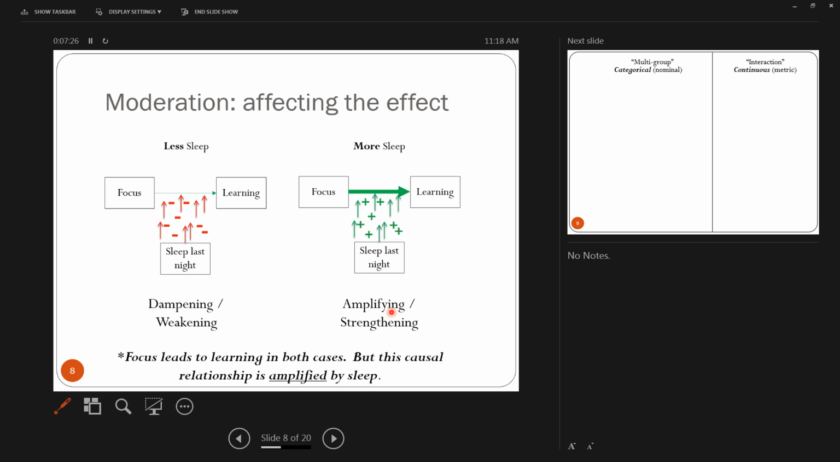So the way we hypothesize about this is sleep positively moderates the positive relationship between focus and learning. Or we could say sleep strengthens, that's probably a better way, sleep strengthens the positive relationship between focus and learning, implying that a lack of sleep would then weaken it. Okay.